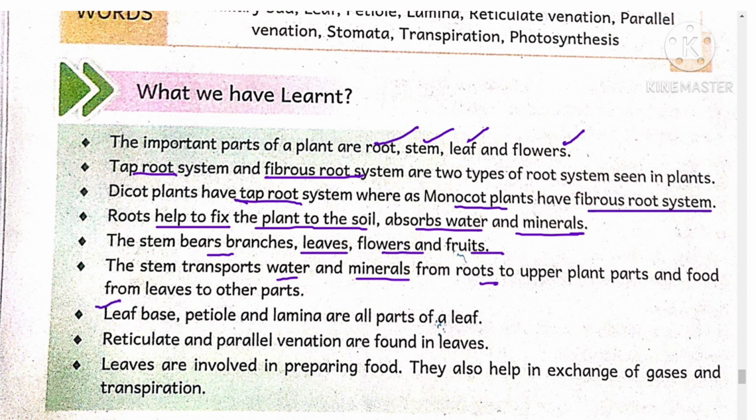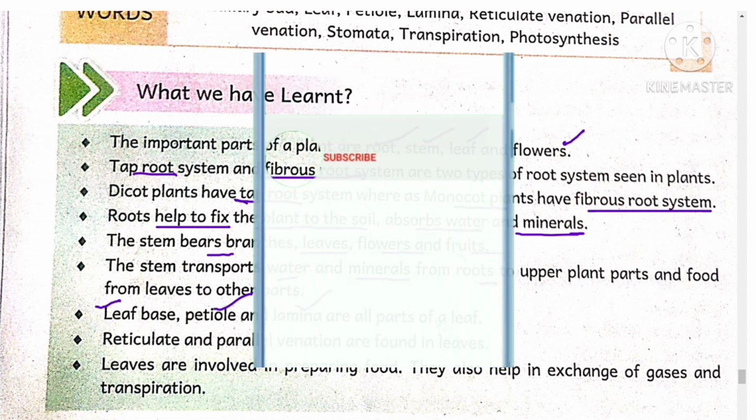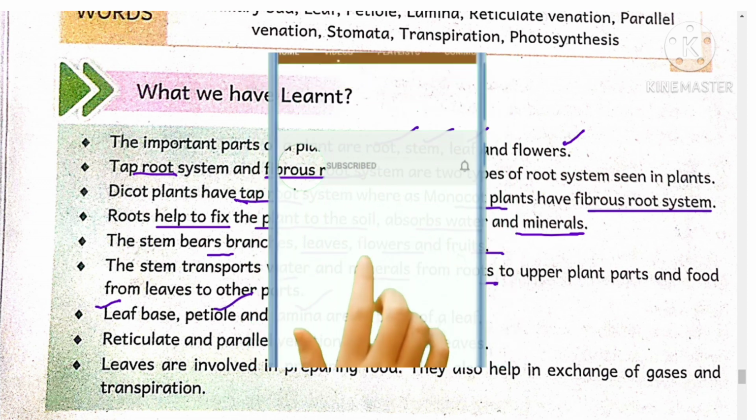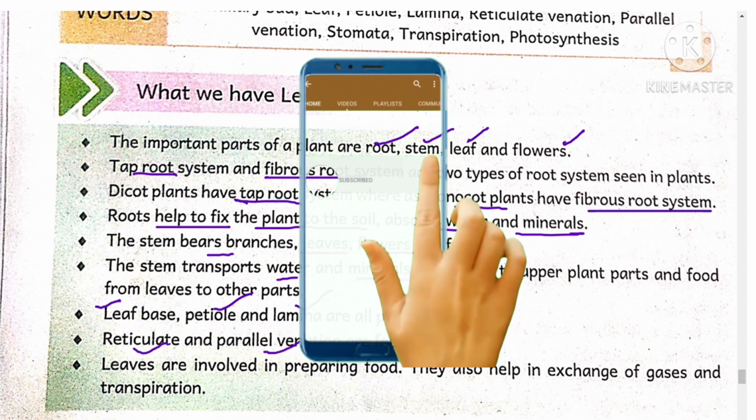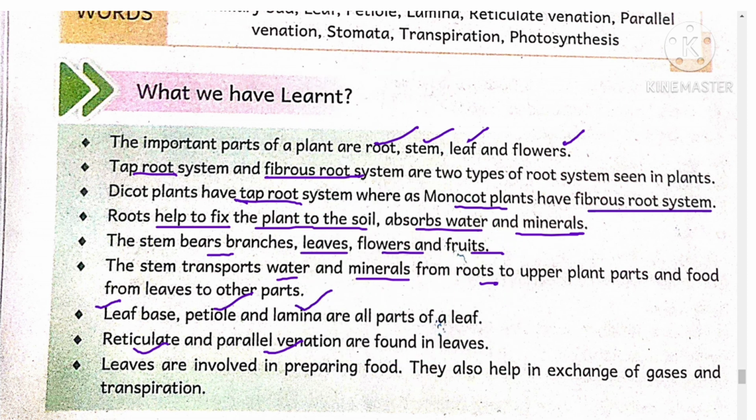A leaf contains the leaf base, petiole and lamina as its parts, and there are two types of venation in leaves, reticulate and parallel venation. Leaves are involved in preparing food. They also help in exchange of gases and transpiration.